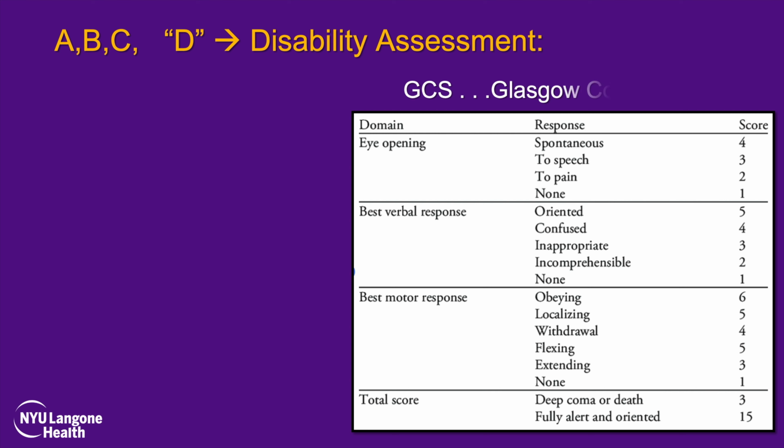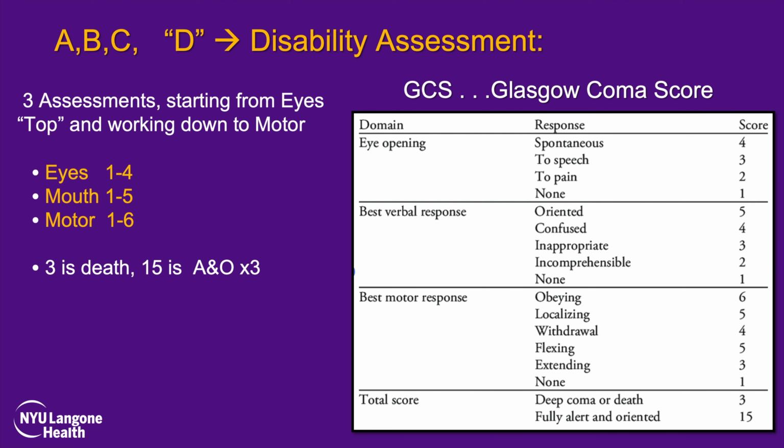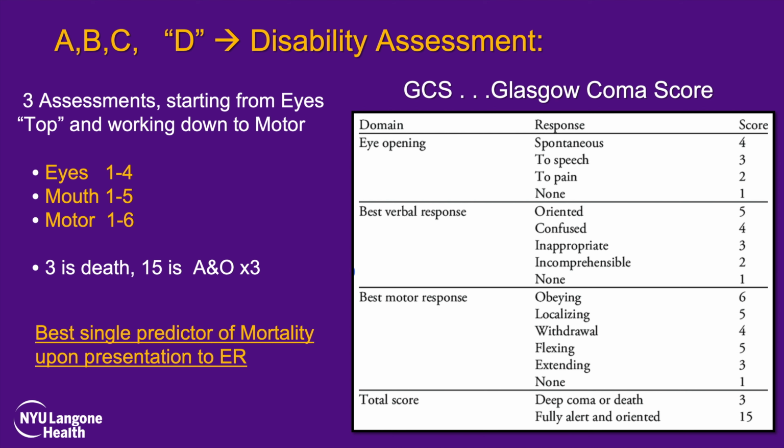Moving on to disability, it's all about the Glasgow Coma Score. Simple stuff we all learn in med school. 3 assessments. You start from the eyes at the top, move down to the mouth, and then down to the motor. 4, 5, 6. There are 4 levels of eyes, 5 levels of mouth, 6 levels of motor. Add them all up. You get 15 if you're A&O times 3. If you get a level of 3, it's basically you're dead because you have none of any of the above. And it's important to note that the GCS is actually the single best predictor of mortality on any patient who arrives in the ER. And so it really says a lot just in and of itself.